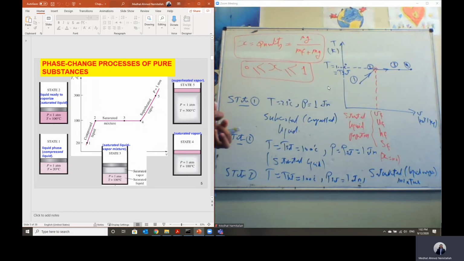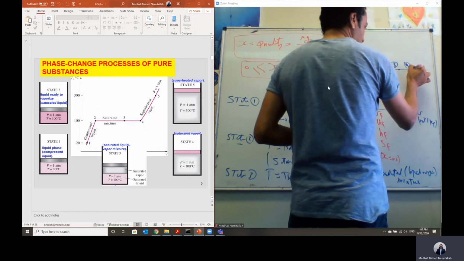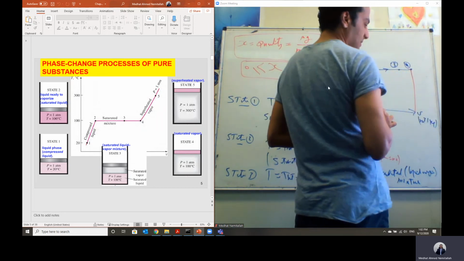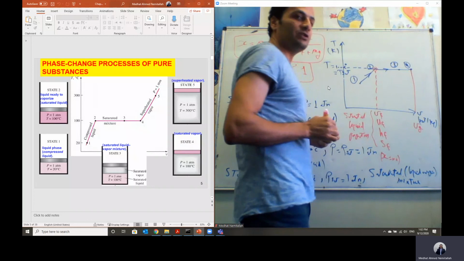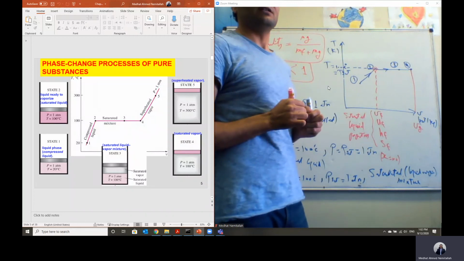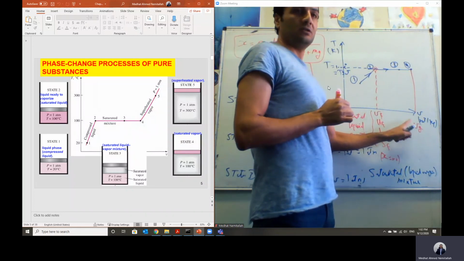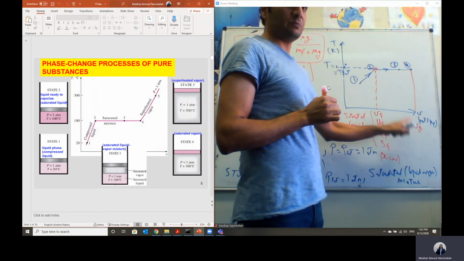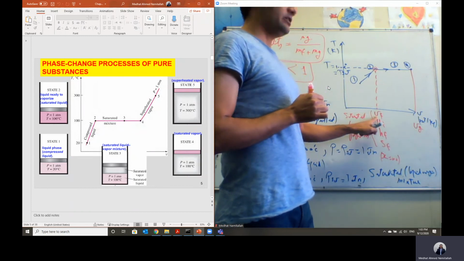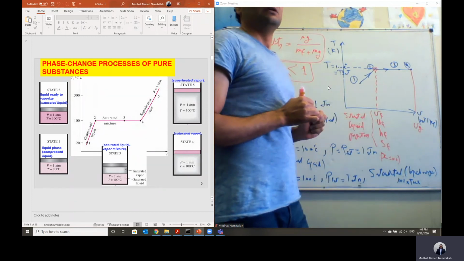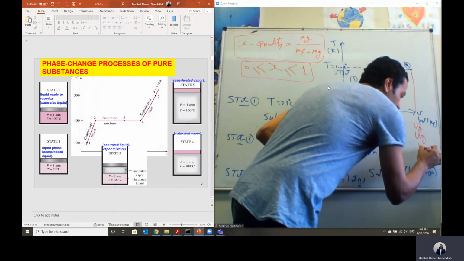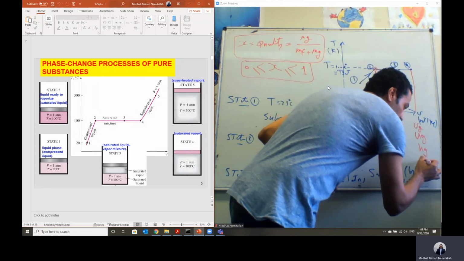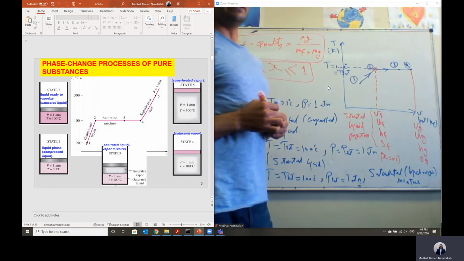At state number 4, we call it the saturated vapor state. In this case, all of the properties, the specific volume, we'll call it Vg, indicating the gas phase. So this is the saturated vapor specific volume, Vg. Vf is the saturated liquid specific volume. Like this, the internal energy will be U gas and also H gas. Also the entropy will be S gas.